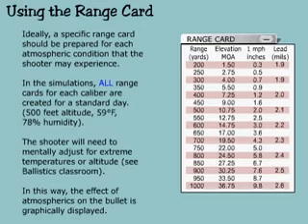Ideally, a specific range card should be prepared for each atmospheric condition that the shooter may experience. In the simulation, all range cards for each caliber are created for a standard day, 500 feet altitude, 59 degrees Fahrenheit, 78% humidity. The shooter will need to mentally adjust for extreme temperatures or altitude. In this way, the effect of atmospherics on the bullet is graphically displayed.